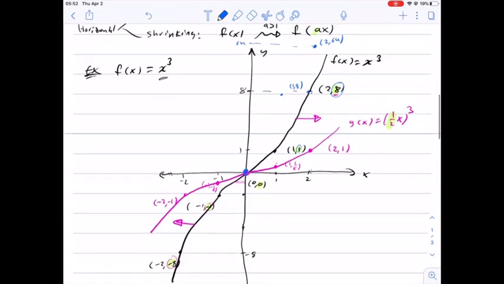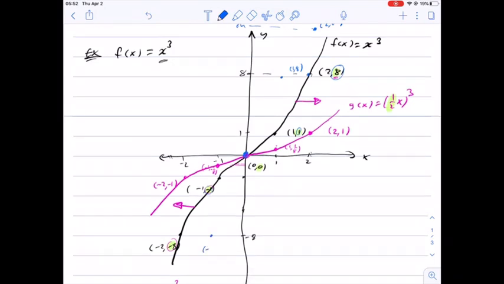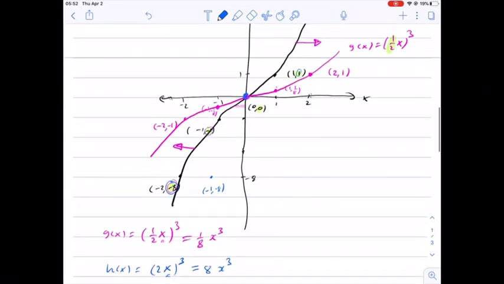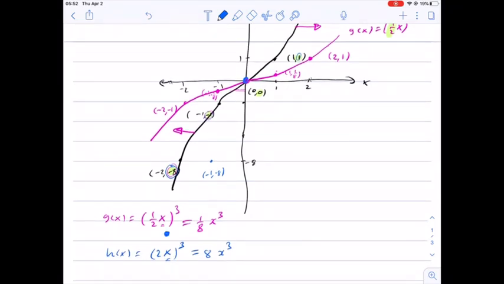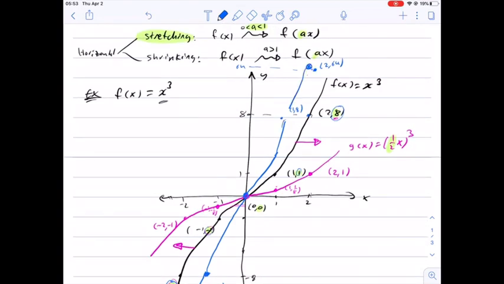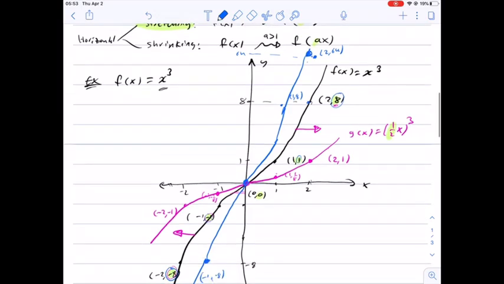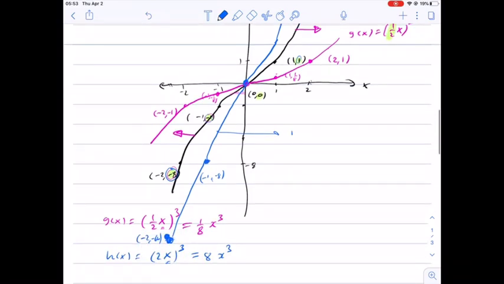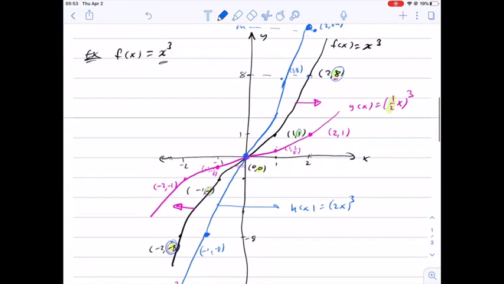And multiply 0, we get the same point. And multiply -1 by 8, we get -1, -8. Multiply -8 by 8, we get a point here, -2, -64. And then we connect them. This should be a curve, and from here, so this is the graph of the function. This is a graph of h of x equals (2x) all cubed.